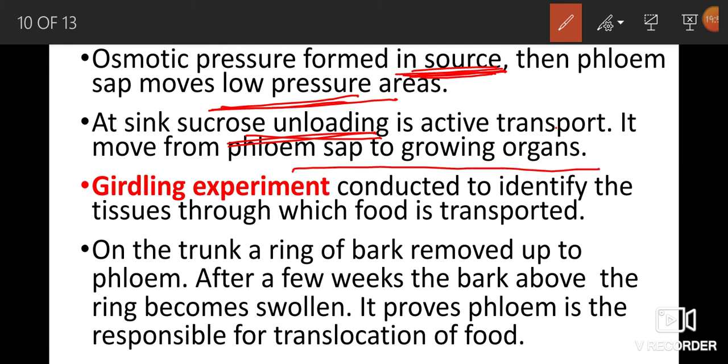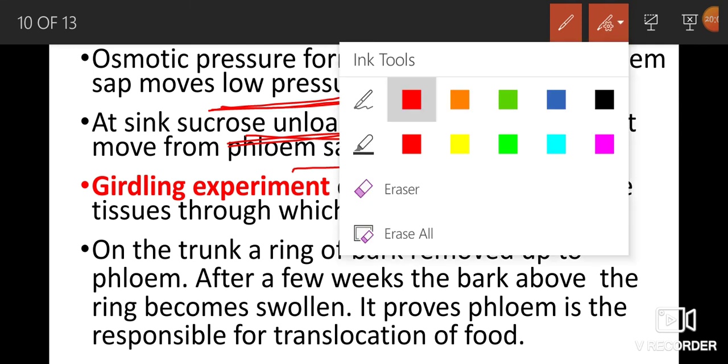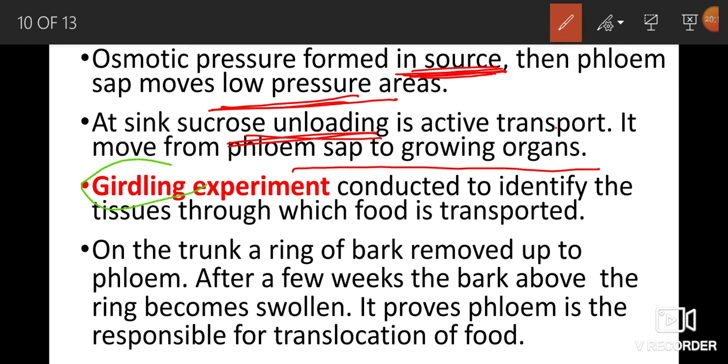So it can be explained by the girdling experiment. Food materials are transported through the phloem, which is experimentally proved by the girdling experiment. It is conducted to identify the tissues through which food is transported. On the trunk, a ring of bark is removed up to the phloem.